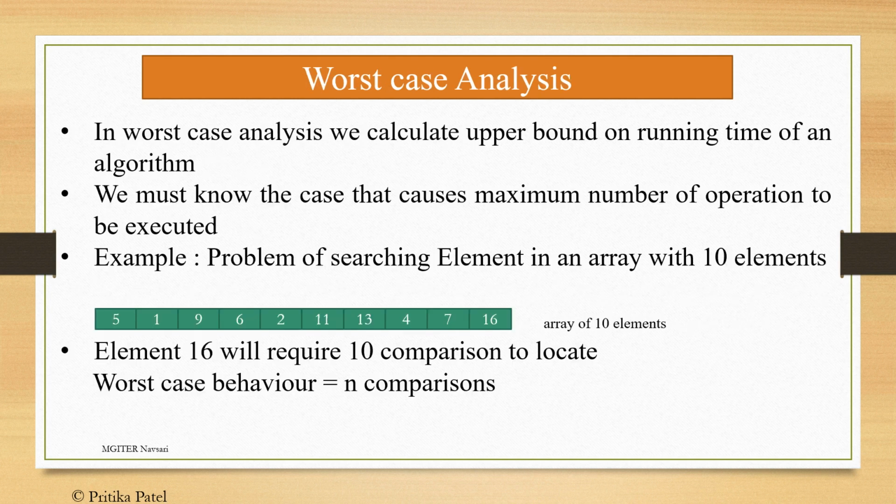Now here is worst case analysis. As the name suggests, in worst case, it is the maximum time required for program execution. Worst case is the function which performs the maximum number of steps on input data of size n. So, in worst case analysis, we calculate the upper bound on the running time of an algorithm. Now, what is upper bound? Upper bound means a number equal to or greater than any other number in a given set.